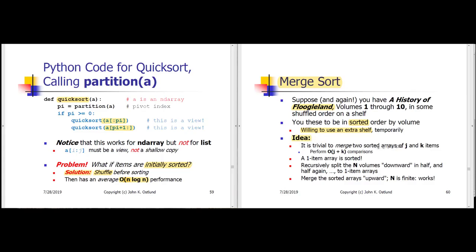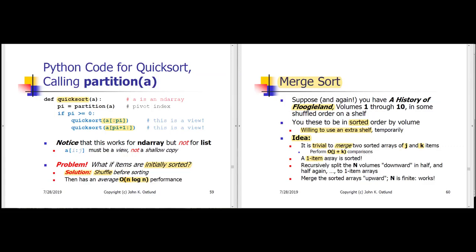Well, we know that if you have a sorted array of j items and another sorted array of k items, that it's trivial to merge those two arrays together into a single sorted array. You only have to do j plus k comparisons of the items in j with the items in k in order to get this merge to complete. We also know that if the array only has one item in it, it is sorted and there's nothing else to do.